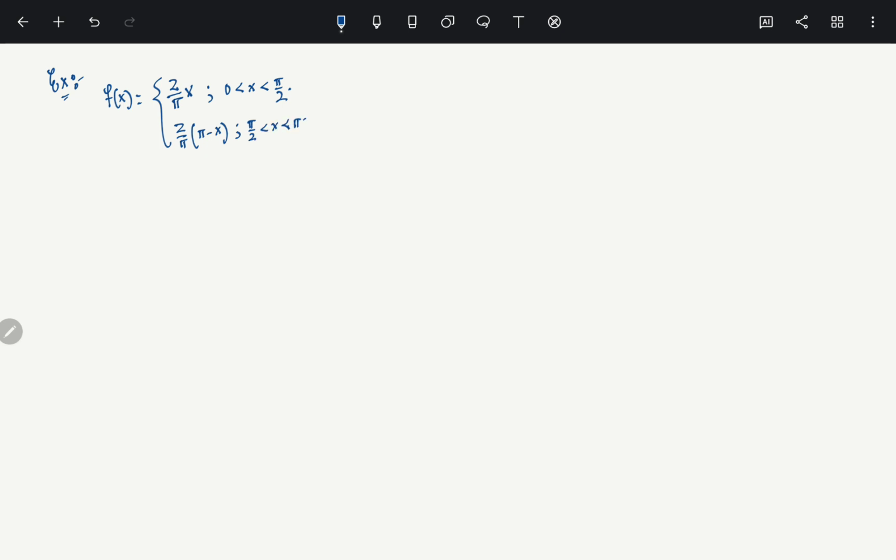So essentially a constant times x in 0 to pi by 2. It will be 2 by pi times x, and at the point pi by 2 this becomes 1. Again at the point pi by 2, the other piece is 1. At the point pi, this is 0. So it will become like this, a triangle kind of function. This is just an example, but a very special example. This is a triangle function. You can think of it like this.